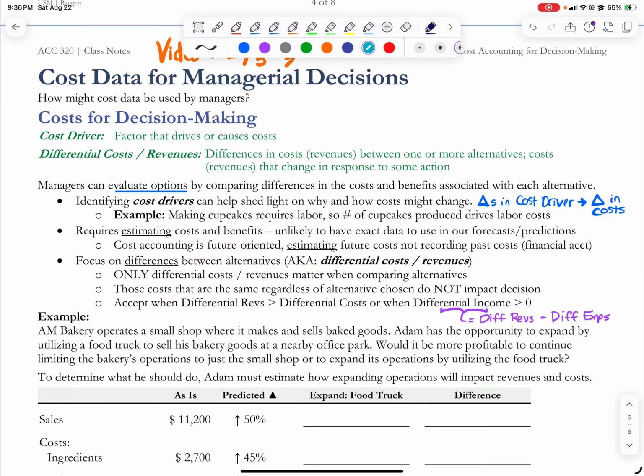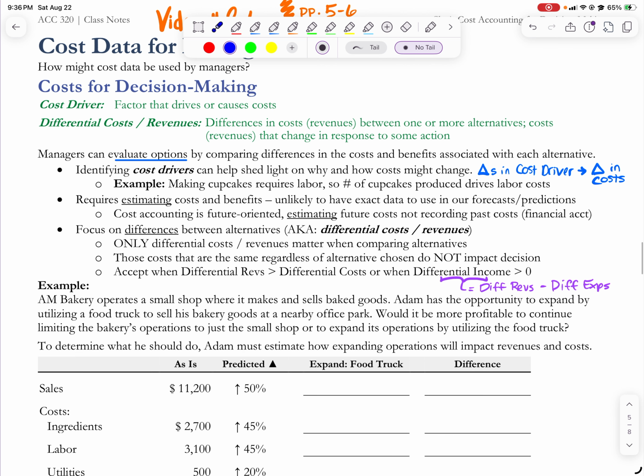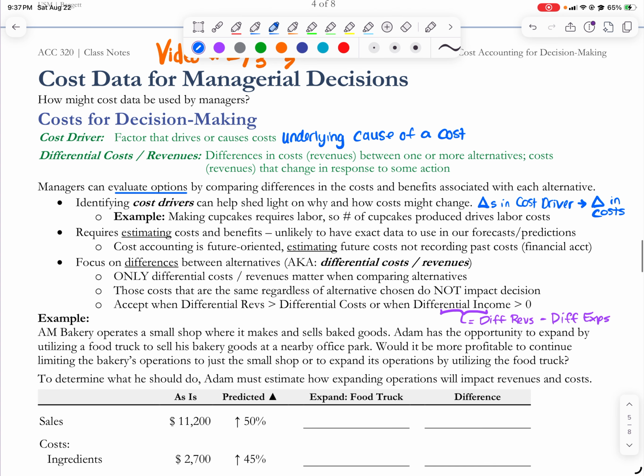First, we begin here. So cost for decision making. Two important terms here. Cost driver. A cost driver is just some factor that drives or basically causes cost. You could think of it as the underlying cause of a cost. A reason why there's a cost.